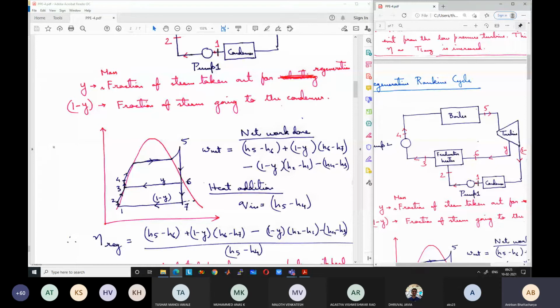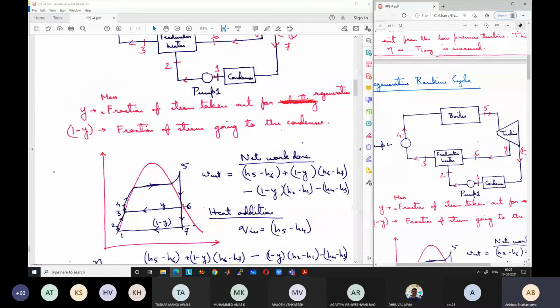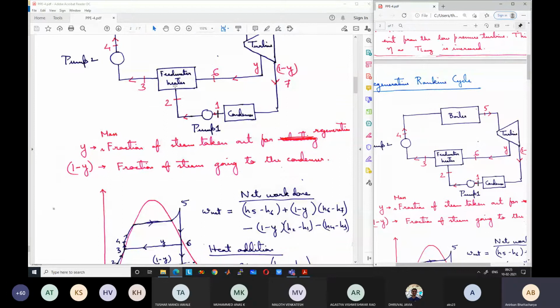Okay, this steam is brought to a mixing chamber. So now in the mixing chamber, you have steam at state 6, which is at high enthalpy, and you also bring the water at state 2 to the mixing chamber. The pressure of state 6 fluid and state 2 fluid are the same. Okay, they are at the same pressure.